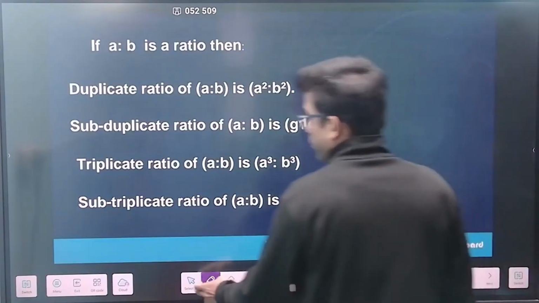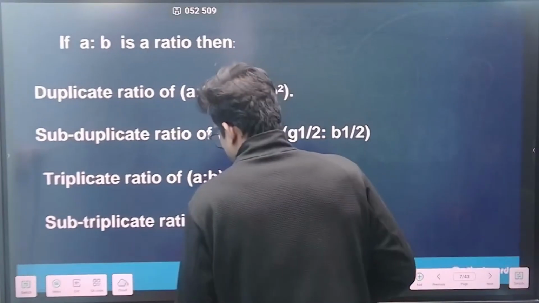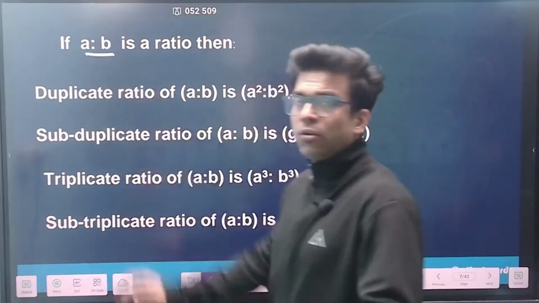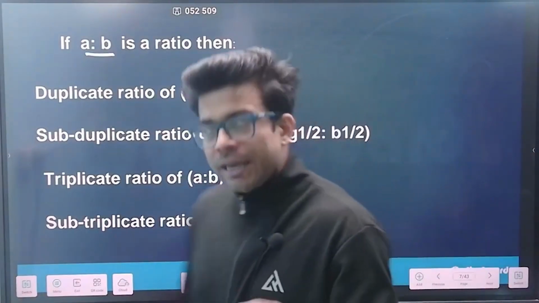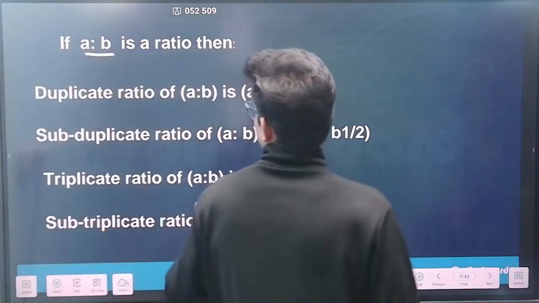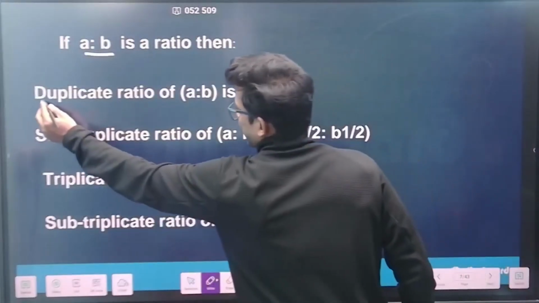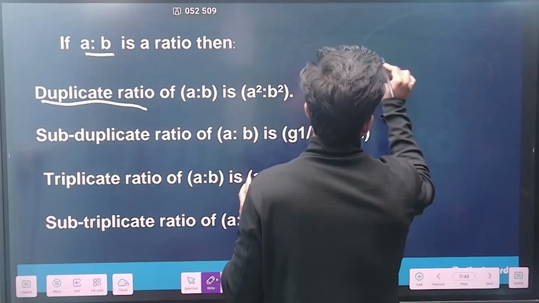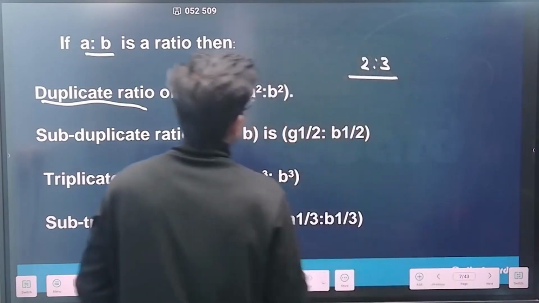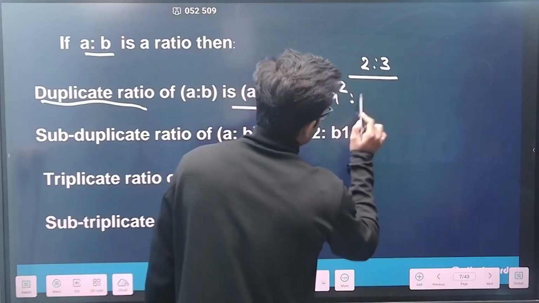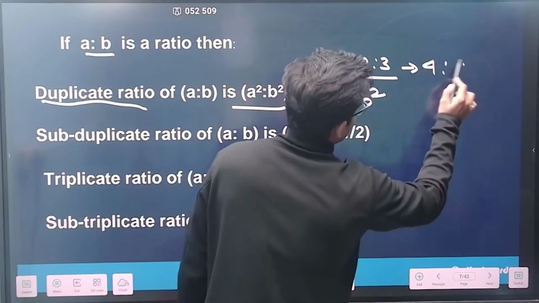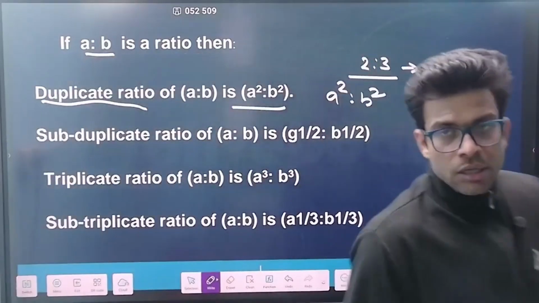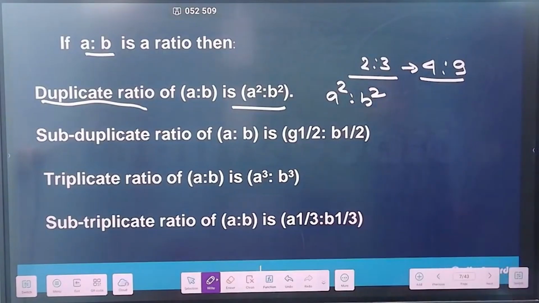Now here come very important points which you need to understand. First point is that if A is to B is the ratio, then there is the term duplicate ratio. What is duplicate ratio? If let's say there is 2 is to 3, and I ask you to figure out the duplicate ratio, then you will do A squared is to B squared. Then you will get 4 is to 9. This is called duplicate ratio. Means you are duplicating it, multiplying the same number one more time.